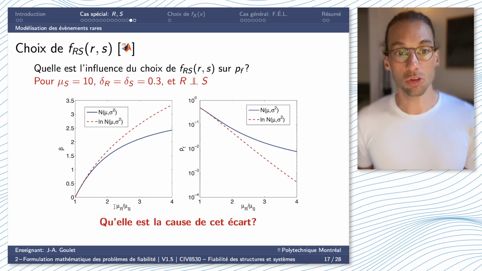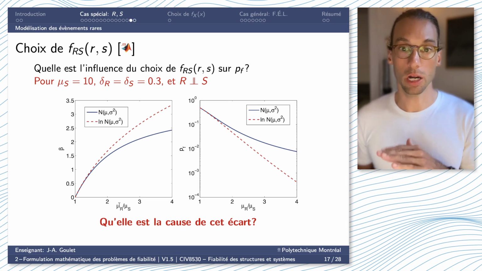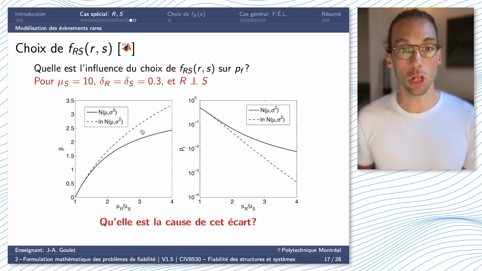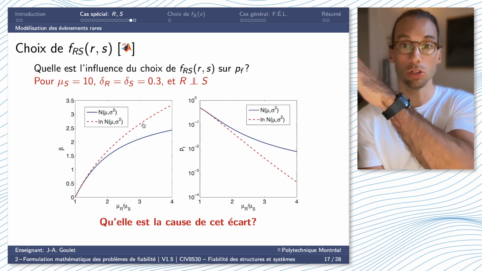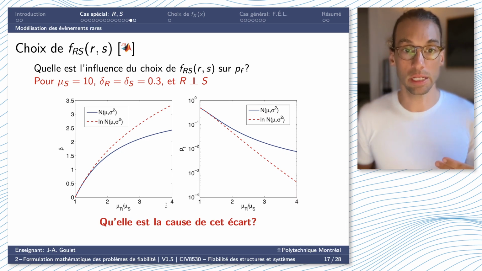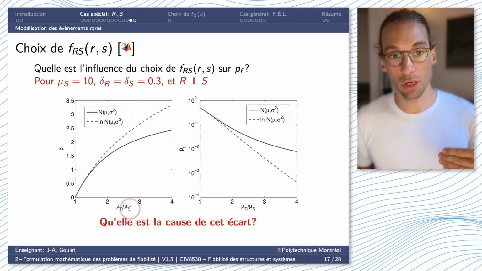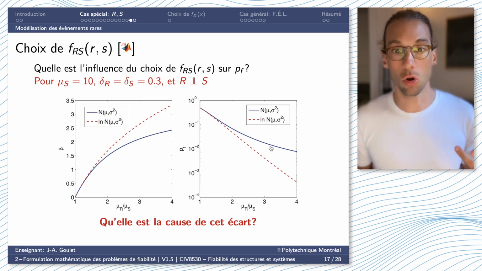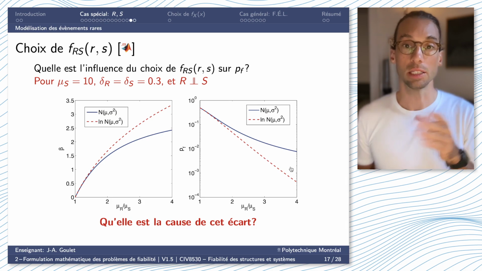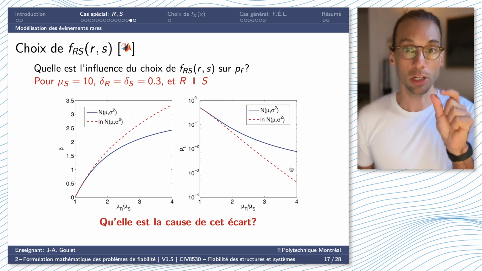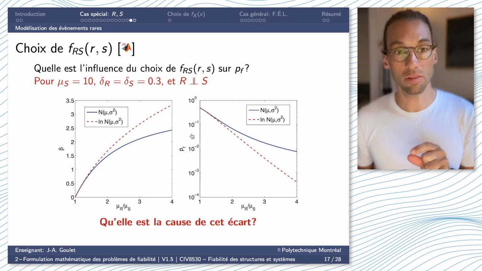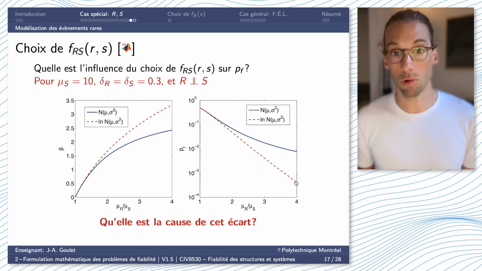As I increase the ratio between mu r and mu s, you can see that choosing a log normal distribution is going to diverge. The more mu r is greater than mu s, the more my two choices are going to diverge in terms of beta or probability of failure. So what caused this effect? A small change in the choice of probability density function will give me a large change in the value of beta or in the value of probability of failure. So I can go from 0.01 to 0.001.